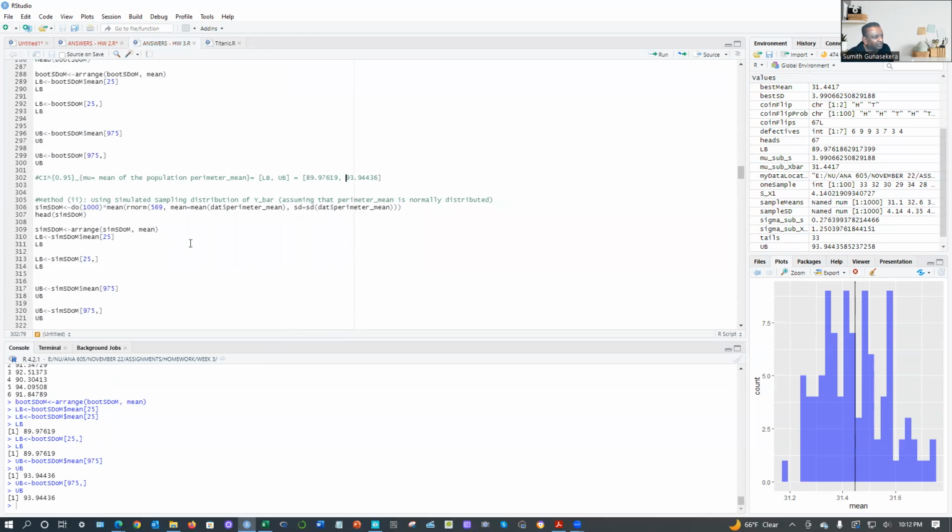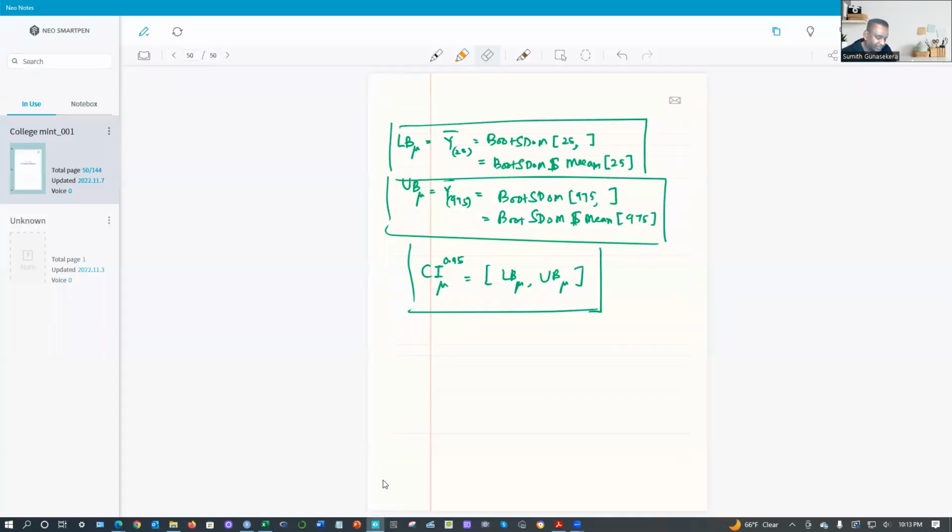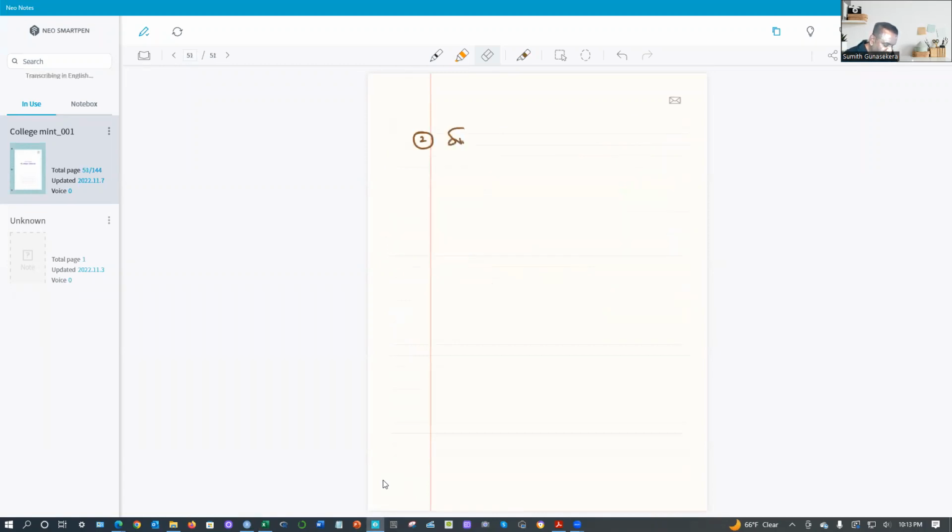And the second method was the simulated sampling distribution of y bar. Simulated method, second method. We can simulate this, and that's the same kind of procedure. The second method is the simulated sampling distribution. How do you do that one?